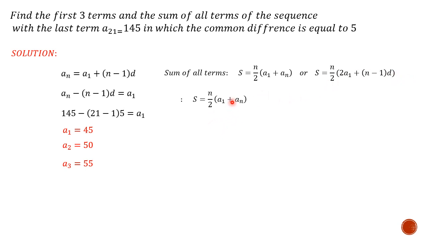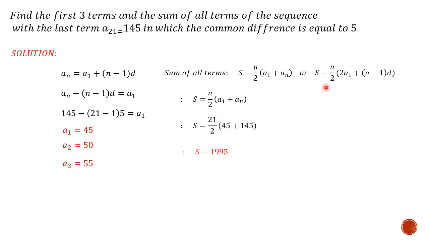So, meron na nga tayong a sub 1 at meron na tayong a sub n, which is yung a sub 21. So, a sub 1 natin is equal sa 45 and yung a sub n natin is equal to 145. So, yan, plug in lang natin. Yung n natin is 21 kasi yun yung terms na meron tayong lahat. So, 21 all over 2 multiplied by 45 plus 145 and we'll get 1,995 as the sum of all terms.